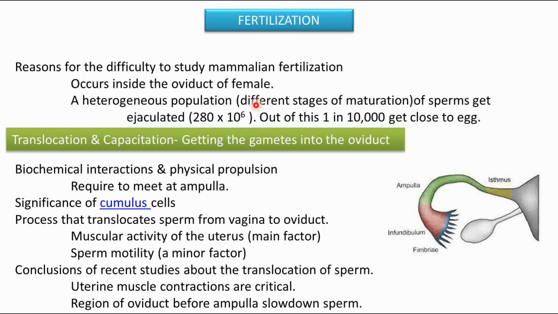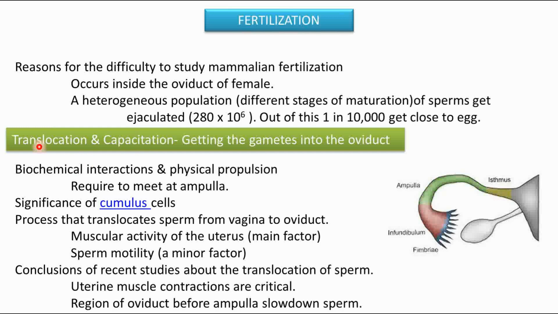vagina. Heterogeneous population means that the released sperms are all at different stages of maturation. The number will be around 280 into 10 raised to 6. That much sperm is released at the time of ejaculation. And out of that huge number, only 1 out of 10,000 can reach the vicinity of the egg to get it fertilized. So here we are going to see each and every step and process in fertilization one by one.